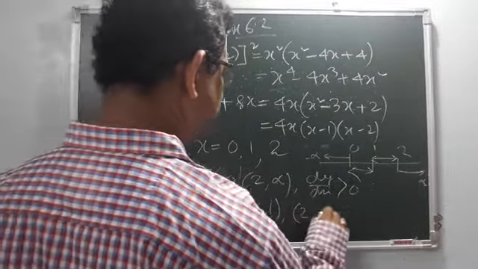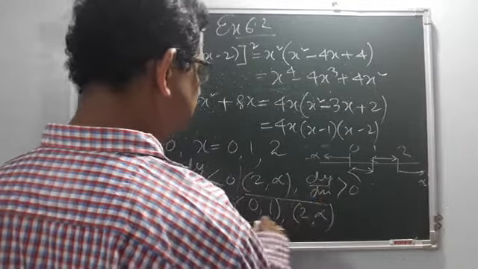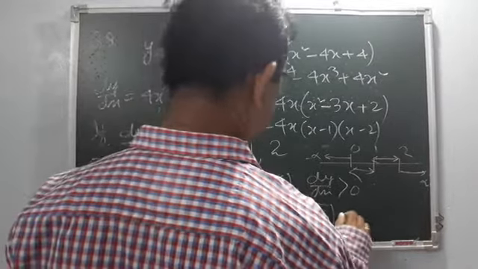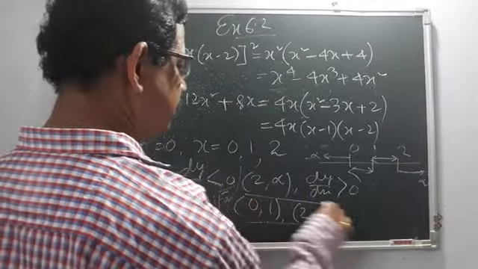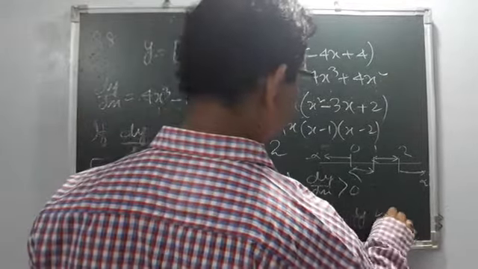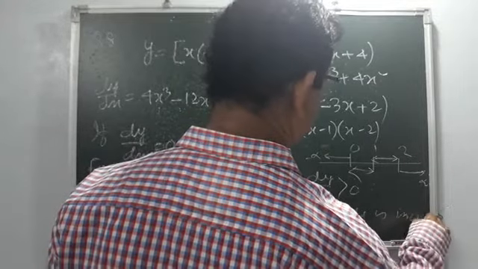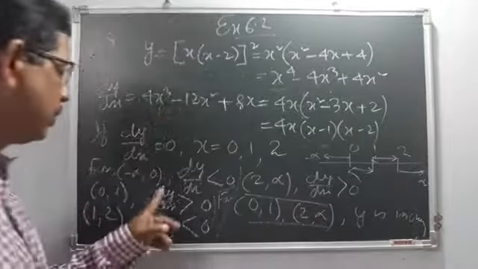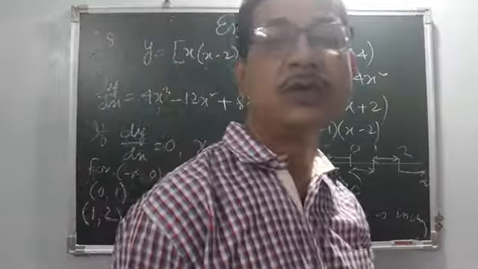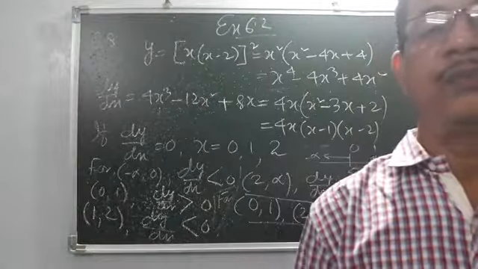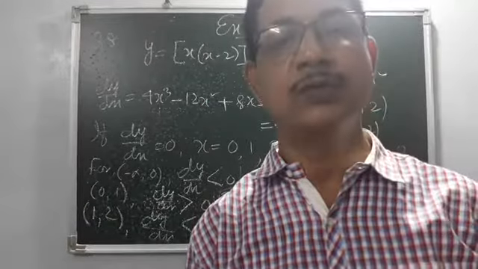So if we consider these two intervals, we write that y is increasing. Why is y increasing? Because dy/dx we found at those intervals is positive. So we have to write that at those intervals our y is strictly increasing. Yes, it is an open interval, so of course you can say.